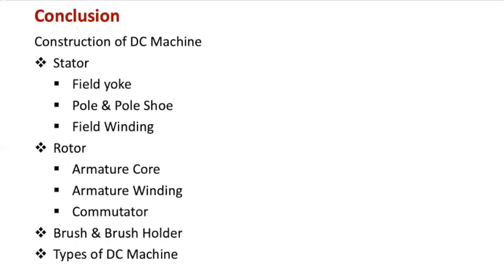Then we have analyzed the different types of DC machine, which mainly depend on the electrical connection between the field winding and the armature winding. So we have tried to understand the basic construction of the DC machine, the mechanical parts, the electrical parts, and how they are connected. So thank you.